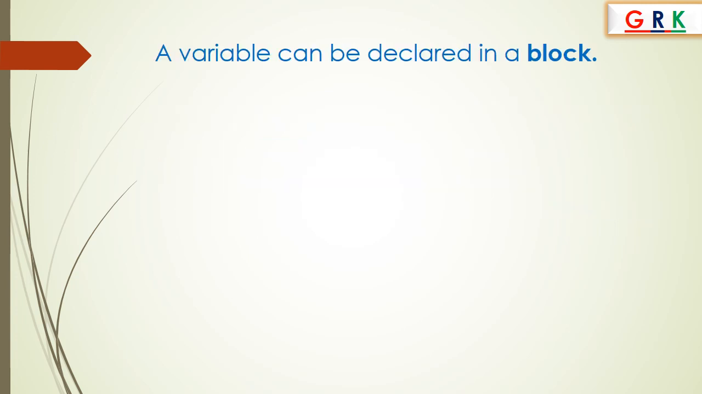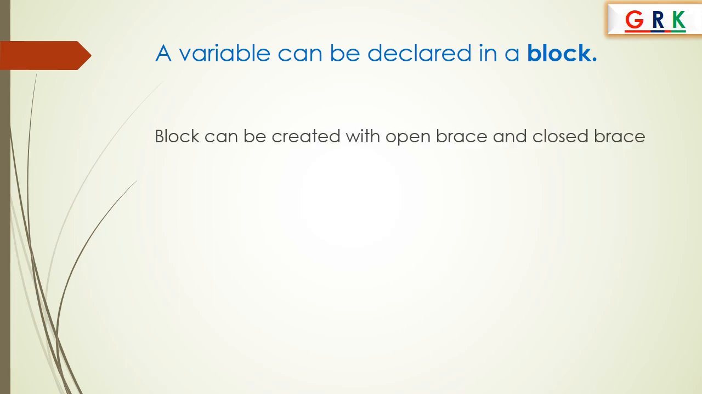First we discuss a variable declared in a block. A block can be created by using braces. The open brace and closed brace represent a block. Open brace means start of the block, closed brace means end of the block. So a block can be created like this, and a block may be given a name, or a block can be created without giving any name.